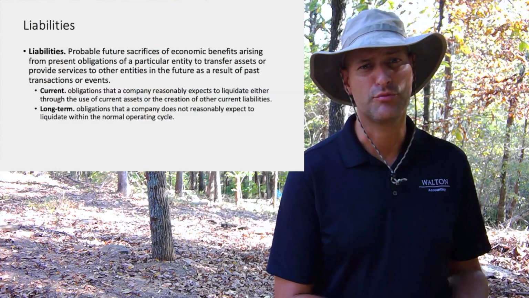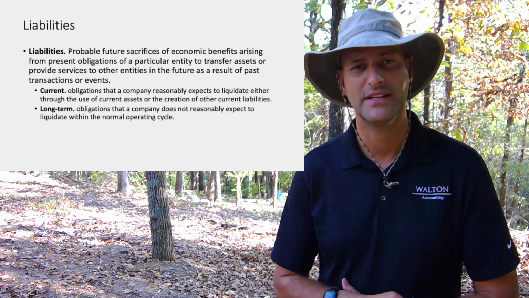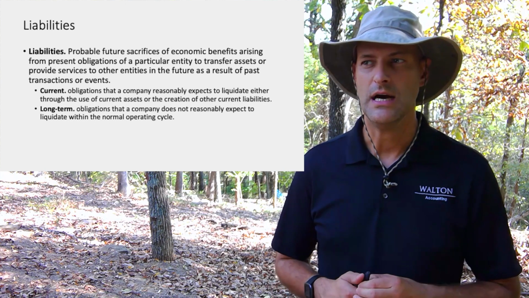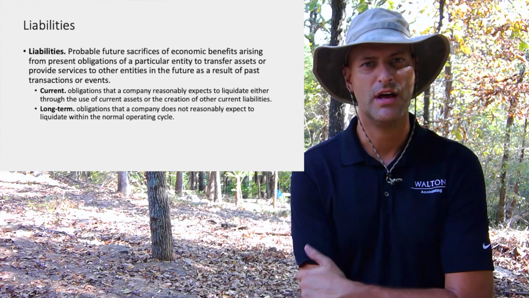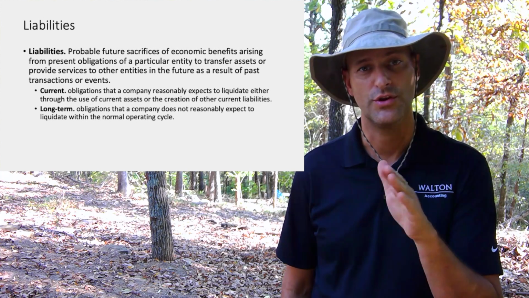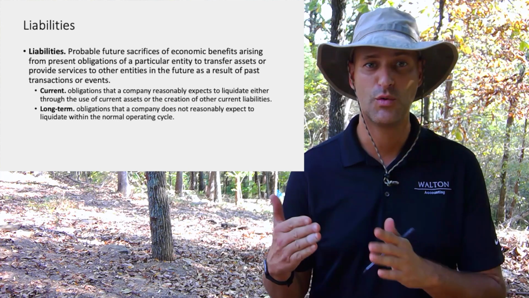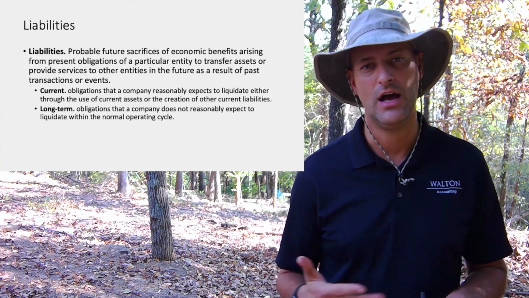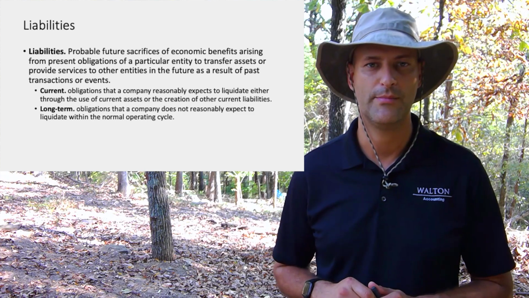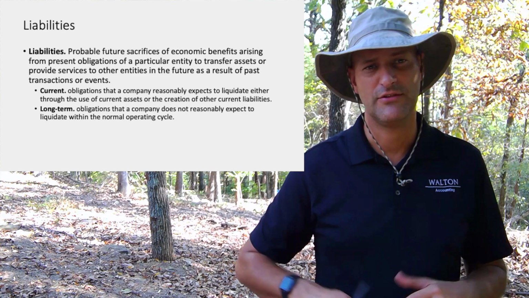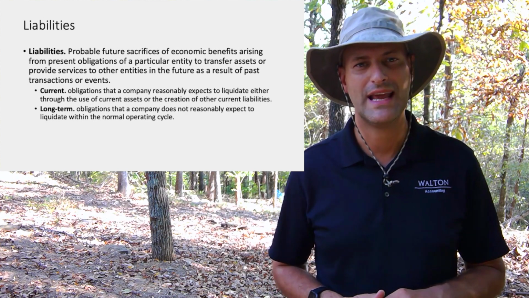Within liabilities and equity, liabilities are the probable future sacrifice of economic benefits. There are current and long-term. Current would be, say, accounts payable, salaries and wages payable. Those are going to require cash, or they're obligations that the company reasonably expects to liquidate, either through the use of current assets or the creation of another current liability within a year or one operating cycle. Long-term means everything beyond that. So those are our two broad categories.